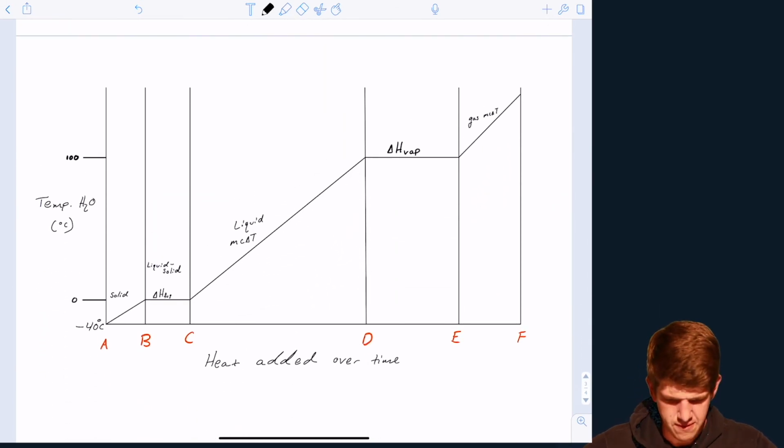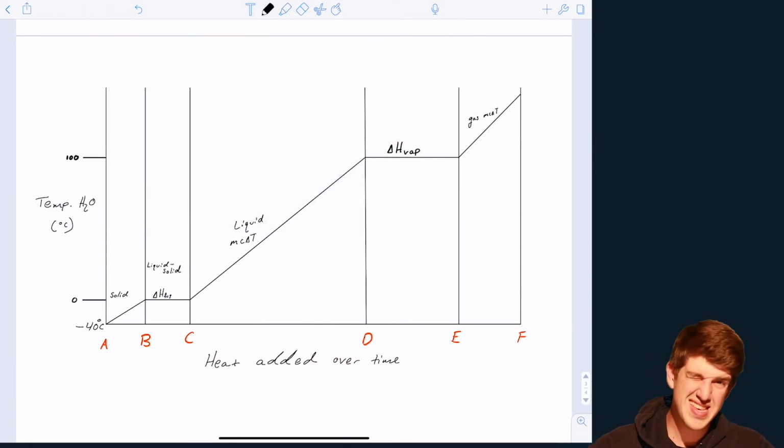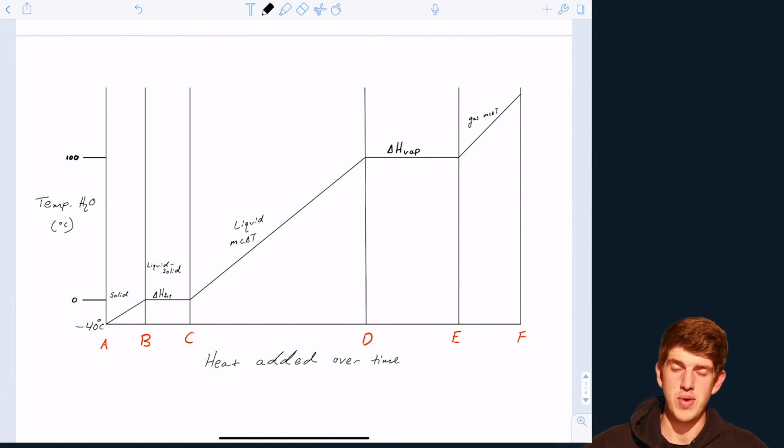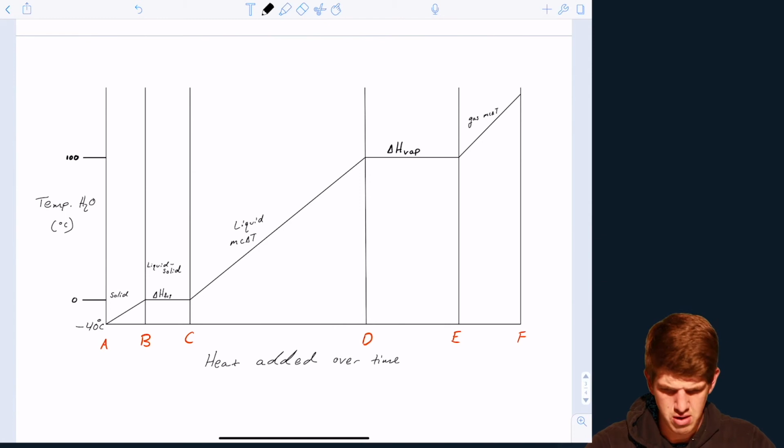Now we get into phase diagrams. And phase diagrams are relatively low yield, just because the two main topics that you see, the heat of fusion and heat of vaporization, can easily be calculated without knowing very much information at all. So why is that? Well, let's see what's actually happening.